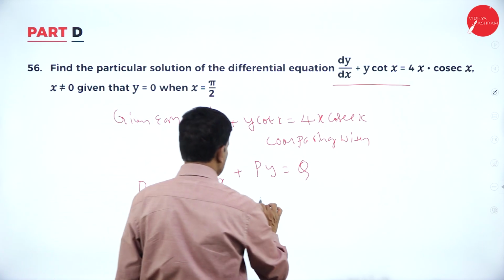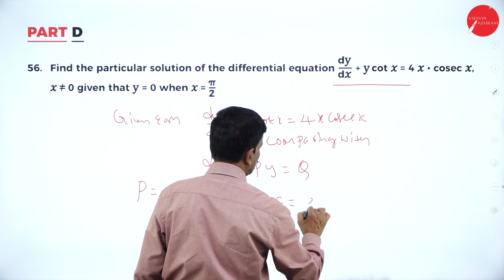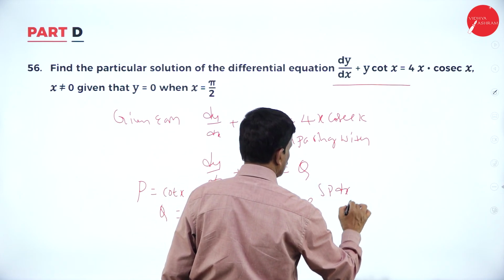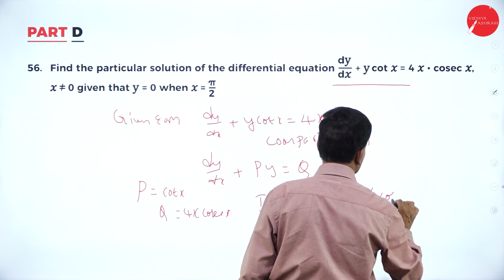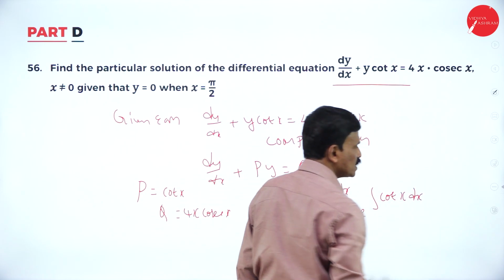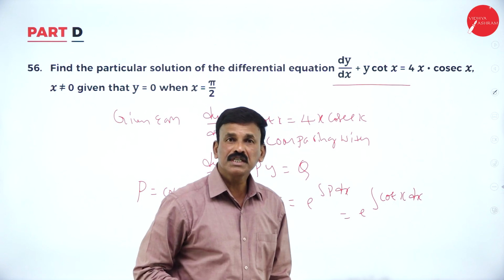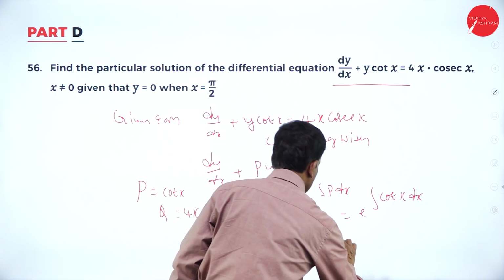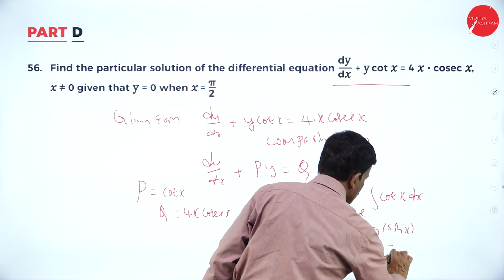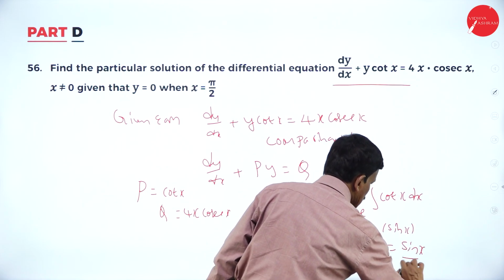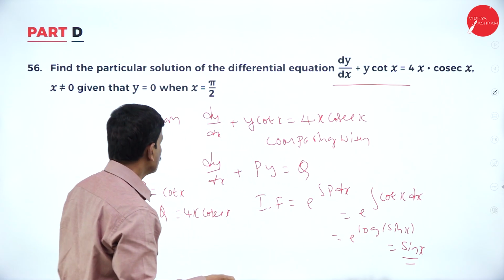Now just find the integrating factor. The integrating factor is e to the power of integral P dx, and P is cot x. The integration of cot x is log sin x, so this is e to the power of log sin x. You know e and log cancel, so sin x is the integrating factor. Now go to the solution.